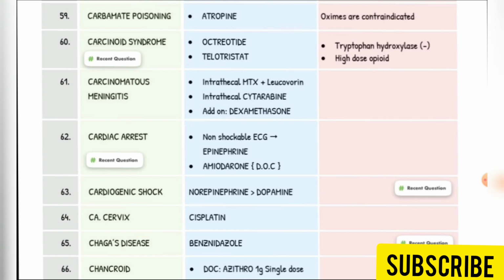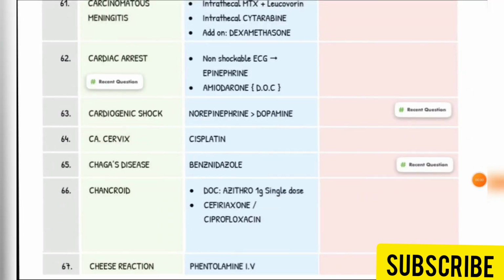Next, carcinomatous meningitis, intrathecal methotrexate plus leucovorin, intrathecal cytarabine, add on dexamethasone. Next is cardiac arrest, non-shockable ECG, epinephrine, amiodarone is a drug of choice. Cardiogenic shock, drug of choice norepinephrine, then dopamine. Drug of choice for CA cervix is cisplatin. Next is chancroid, drug of choice azithromycin 1 gram single dose and ciprofloxacin. Cheese reaction, phentolamine is the IV drug.